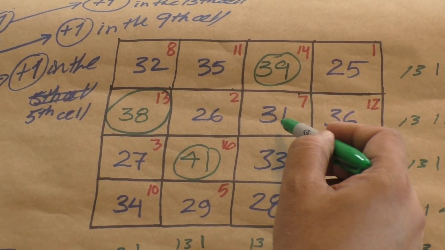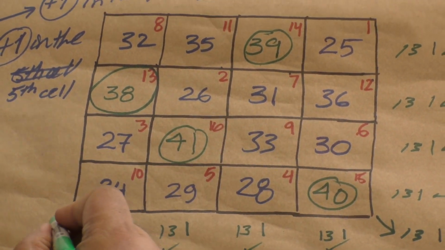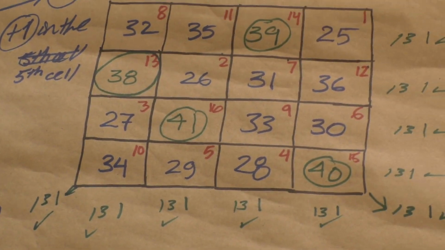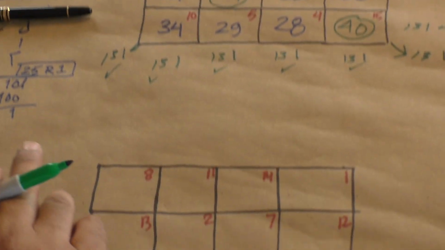Last diagonal to check. 5 and 1 is 6. 6 plus 1 is 7. 7 plus 4 is 11. Then we carry a 1. 1 and 2 is 3. 6, 10, 13, 131 on this diagonal as well. So it all works. Let's do another example.